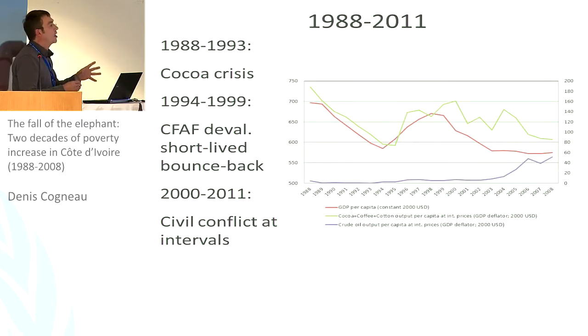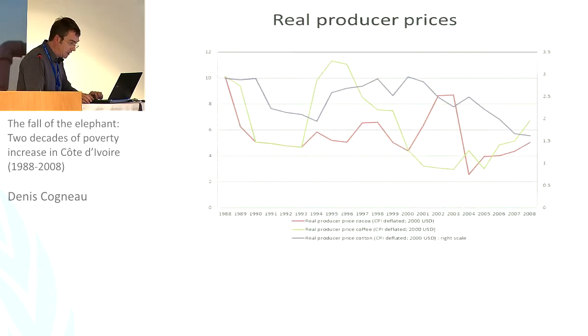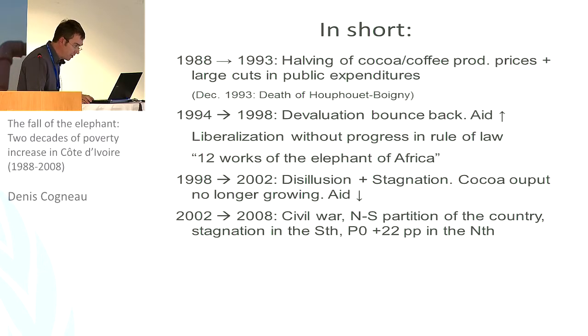First, the cocoa crisis, spurred by the halving of the producer prices of cocoa. So you see this first fall of GDP. And then you have this short-lived bounce back led by the CFA franc devaluation and all the foreign aid inflows that were associated with this change in the structural adjustment policies. And then you have, between 2011, civil conflicts at intervals. So producer price condition, I already commented.